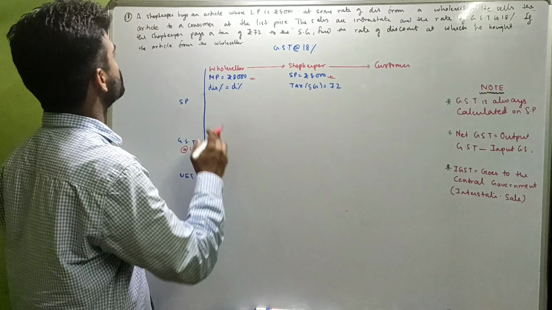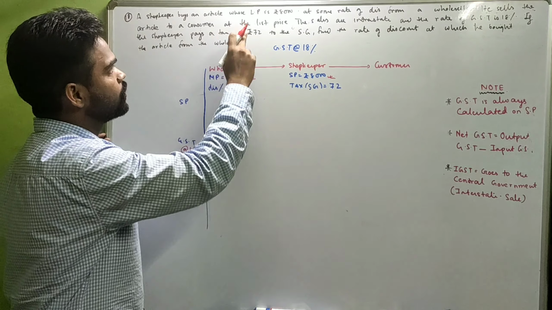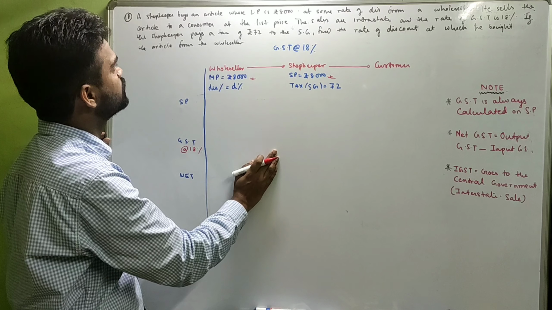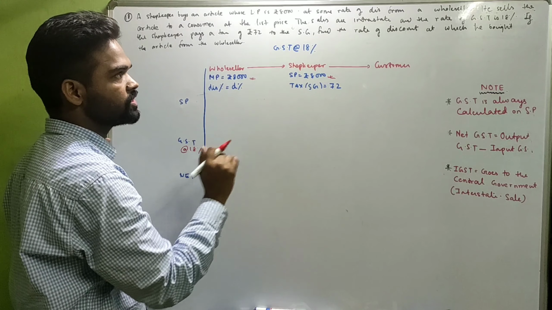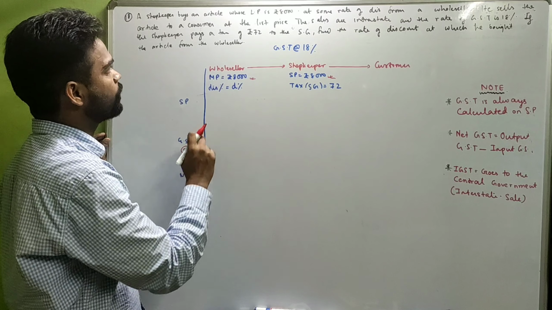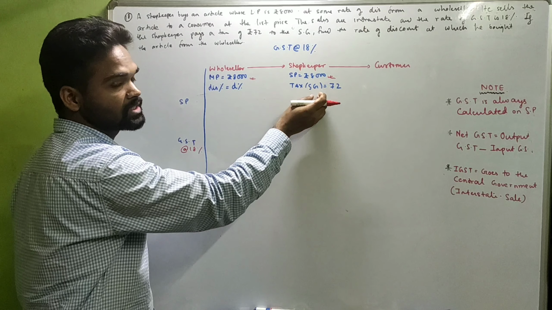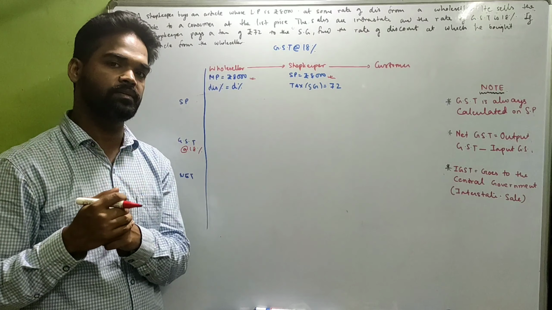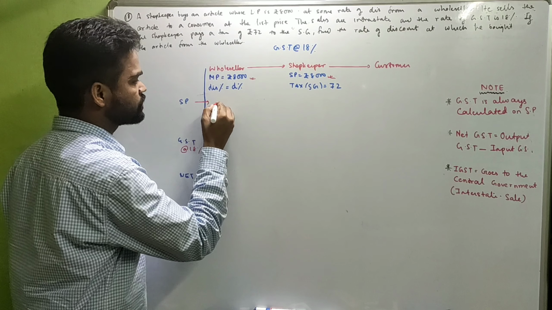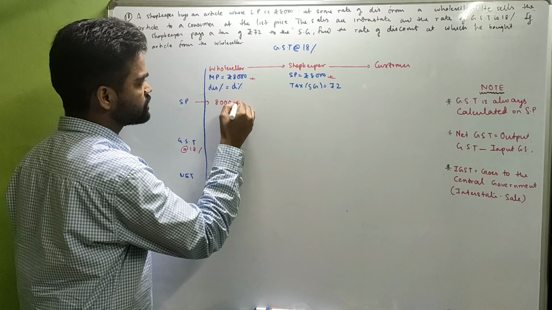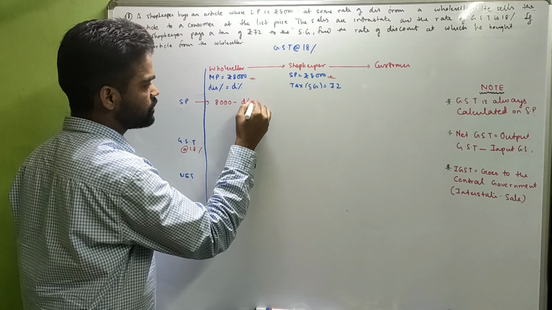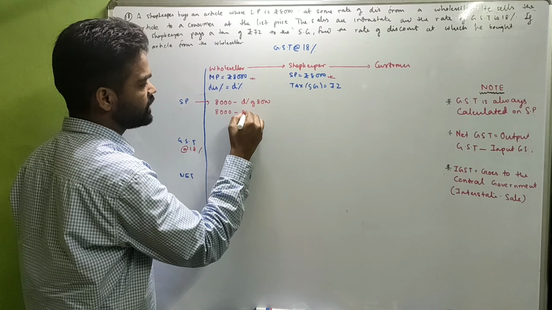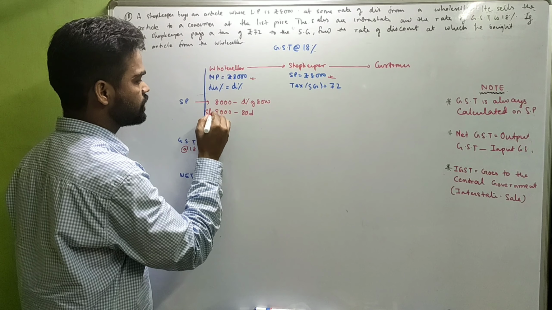Now let us see the last sum for this exercise. Now look at the last sum for this chapter. Shopkeeper buys an article whose list price is 8,000 at some rate of discount, we don't know, from the wholesaler. He sells it to the consumer at the list price only. The sales are intrastate and the rate of GST is 18%. If the shopkeeper pays rupees 72 to the state government, find the rate of discount at which he bought the article from the wholesaler.